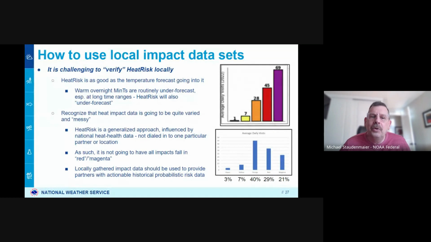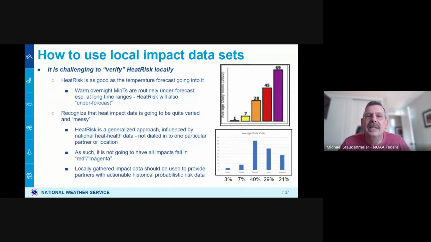When you drill down to local and county level data sets, some of those impacts aren't going to be nice and linear and well aligned with heat risk. Overall, I think it's pretty unfair to expect any national approach to work for any and all user groups and impact data sets that we can find. So expect to see some data sets in locations where the data don't line up perfectly with increasing heat risk.